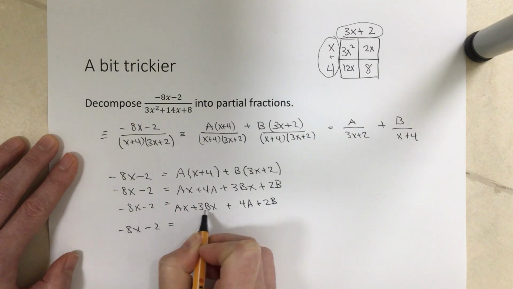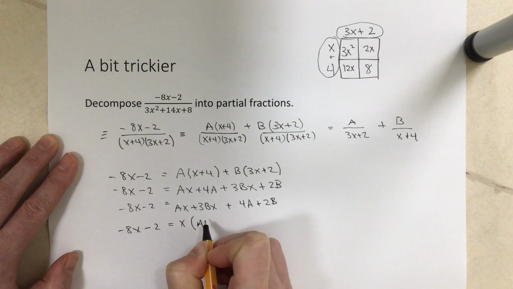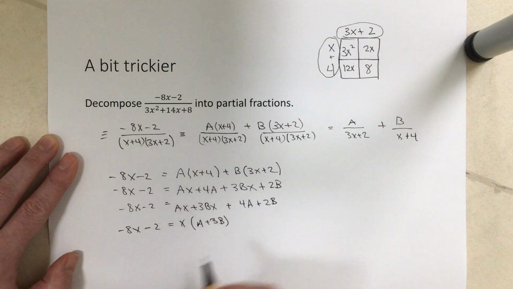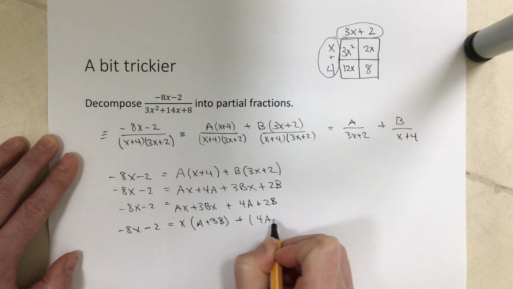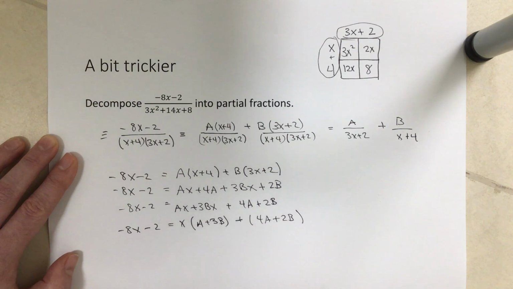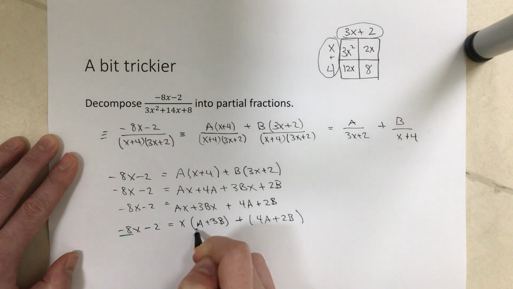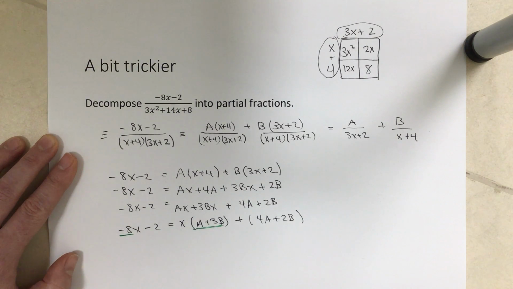And when I factor out x here, I'm going to get the coefficient here. And this, I don't need the parentheses, but I'm going to use them, is going to be negative 2. So the negative 8 needs to equal a plus 3b.